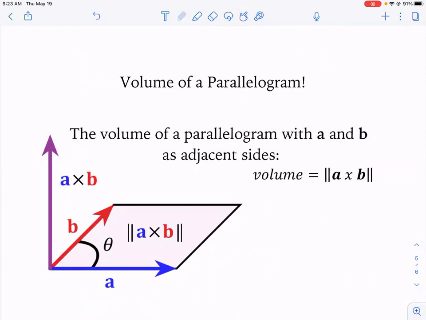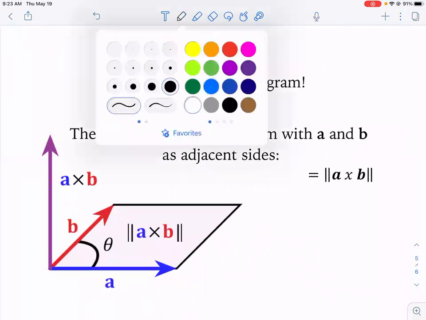Oh my goodness. Mrs. Holman had a rough go. The volume? What? The volume of a parallelogram? Who is this lady? Ugh. I'm so embarrassed for myself.